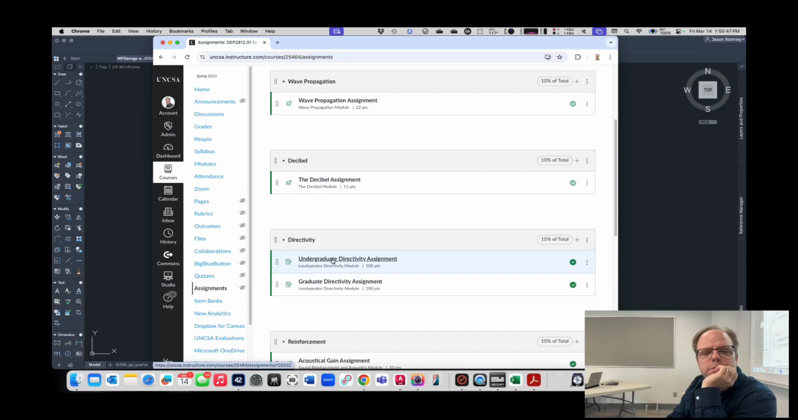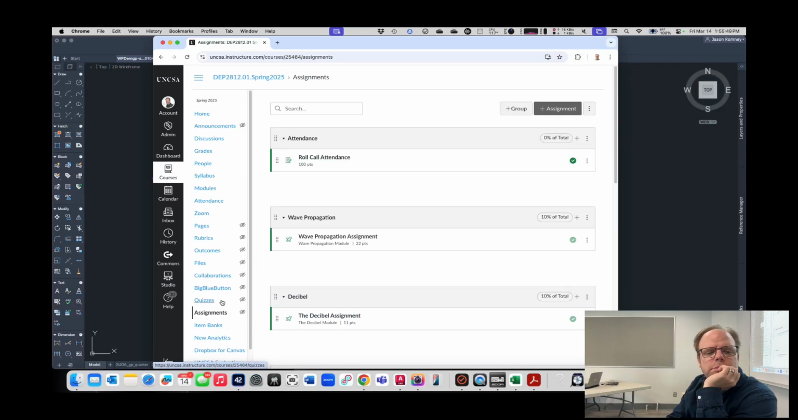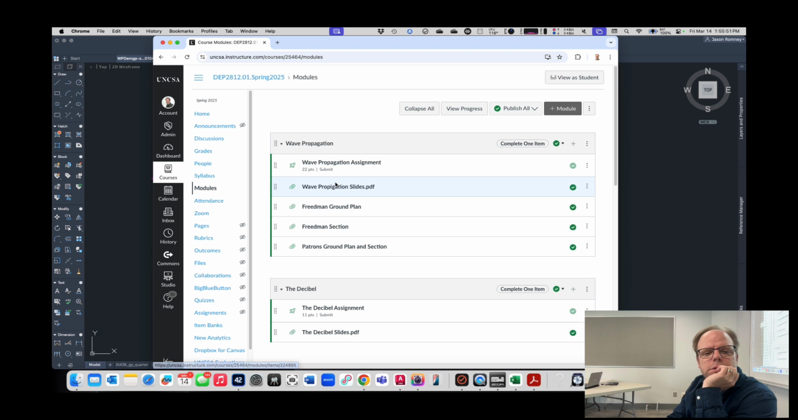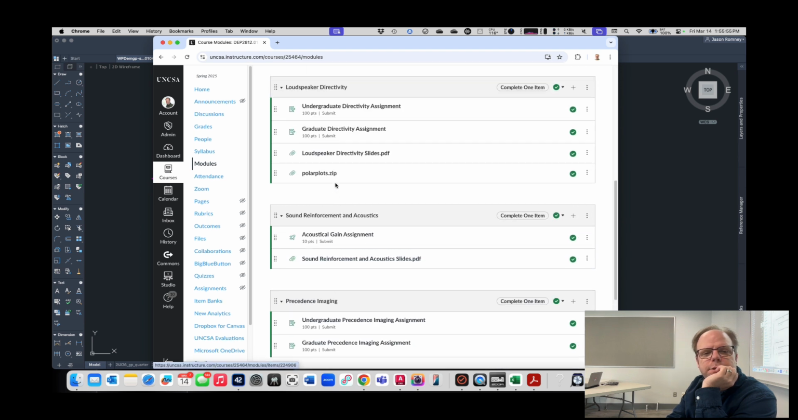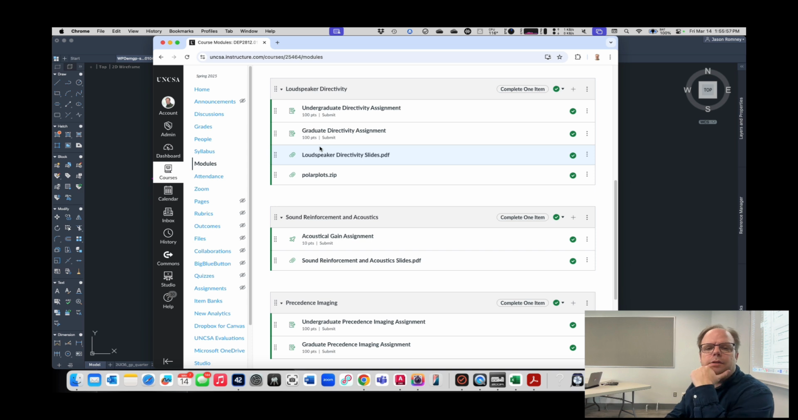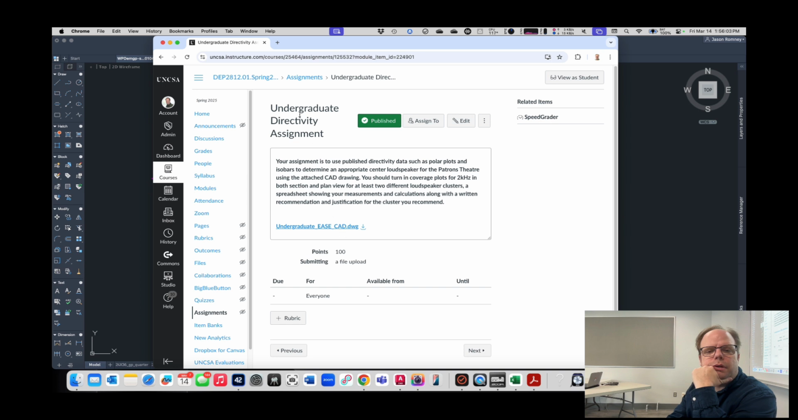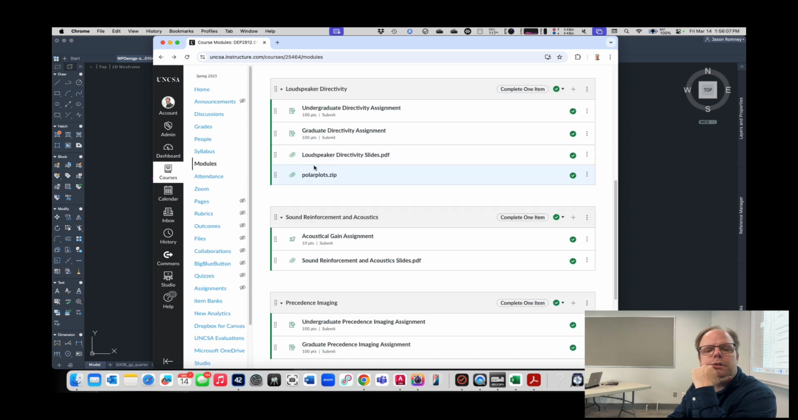You'll see modules under Loudspeaker Directivity. There's an undergraduate directivity assignment, and there you can download the CAD file for what you're going to use. I'm pretty sure it's a Patron Theater.